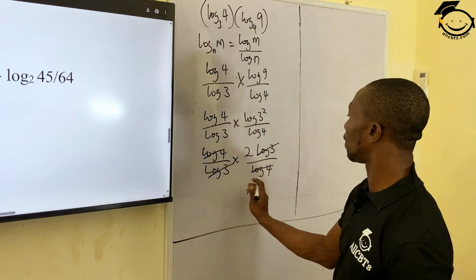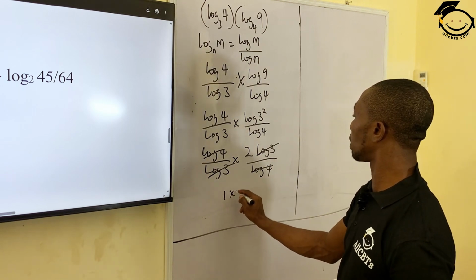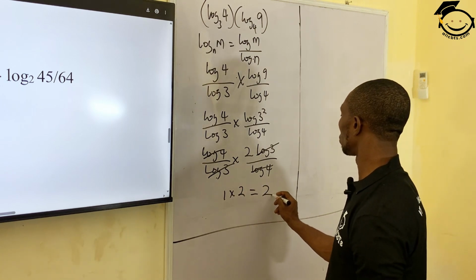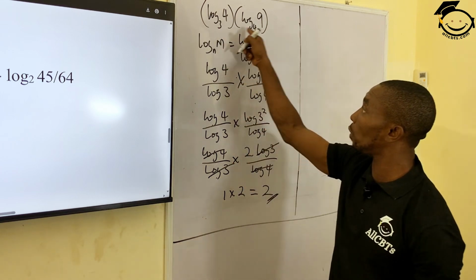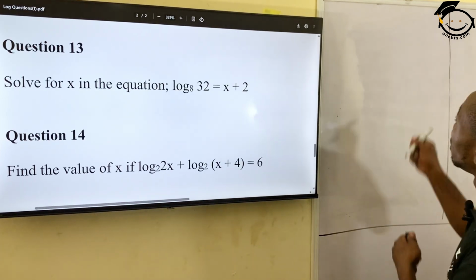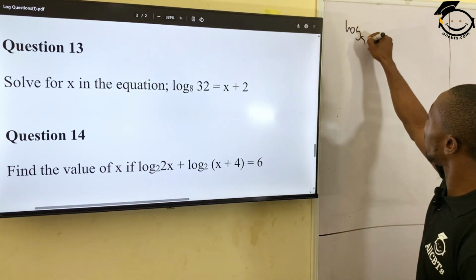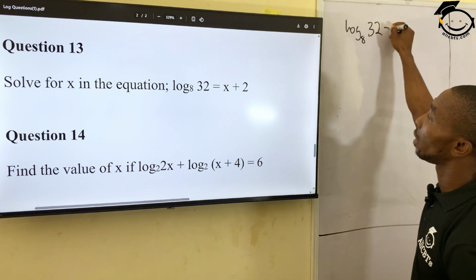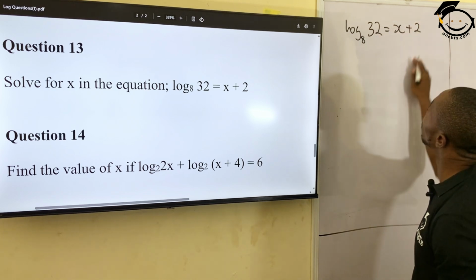So therefore, at the end of the day, we are having 1 times 2, which will give us 2. So at the end of the day, if we evaluate this, our answer will be 2. For x in the equation, log base 8 of 32 equals x plus 2.